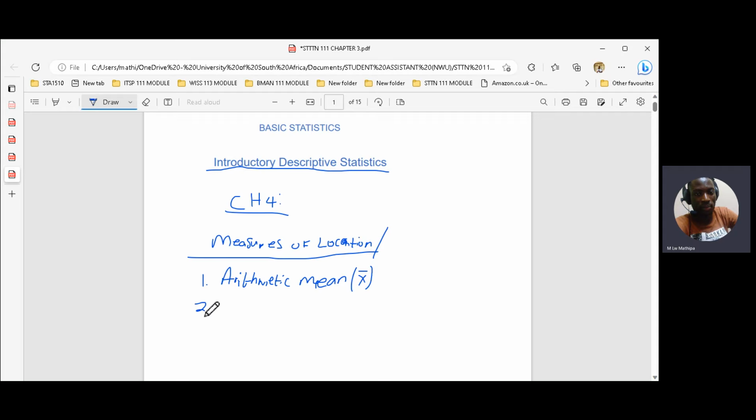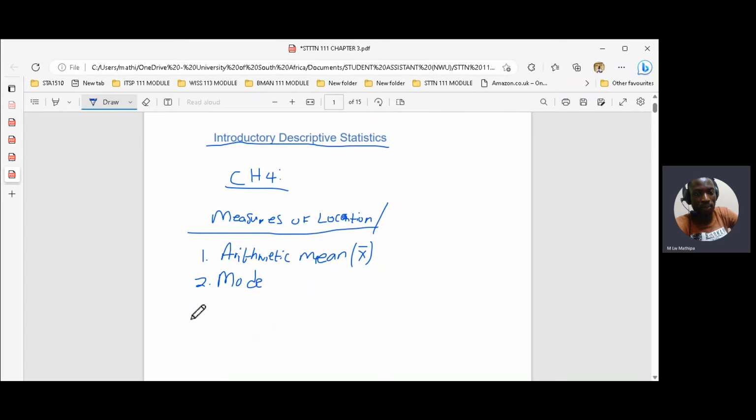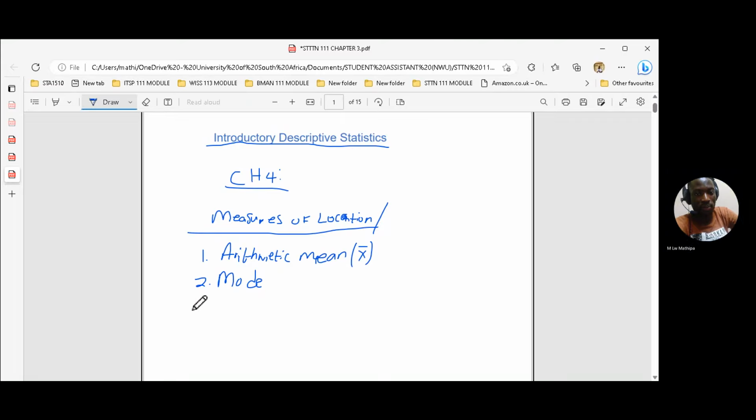And then 2, we have the mode. Which mode are we talking about? For mode, we are talking about the most frequent value in a data set. Then 3, we have the median.